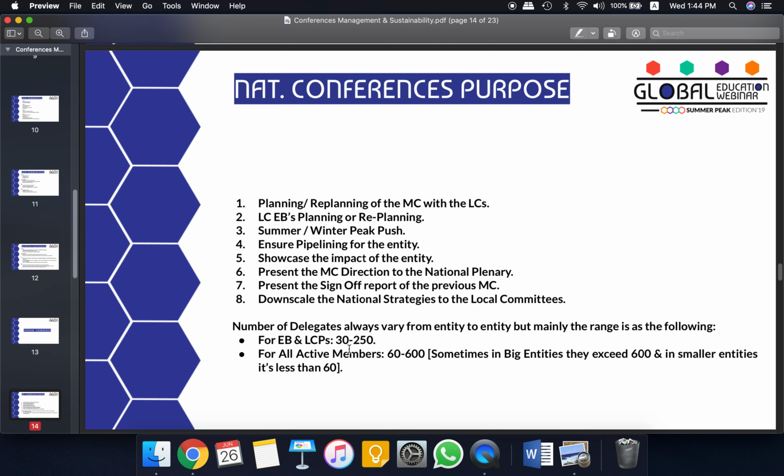We have two types of national conferences. A national conference that has the executive board and the LCPs mainly starts from 30 to 250. It depends. In some other entities, it's not a conference, it's a summit for 2 days in the office, because maybe the number of LCs and the executive board are not that big.